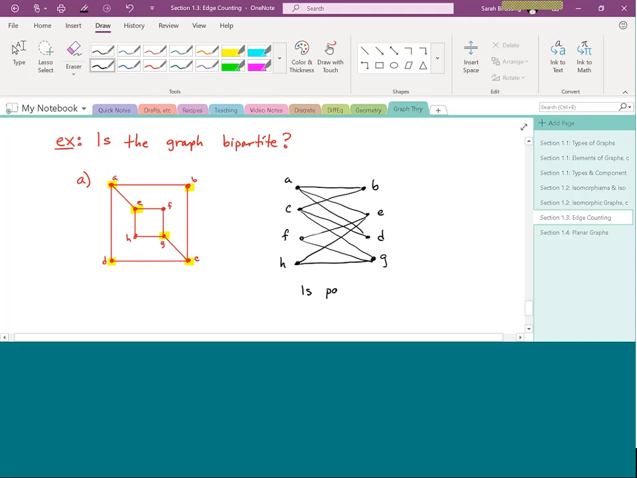Wow, that is not how you spell bipartite. You need the BI in front, so let's fix that. Bipartite. Not a question.